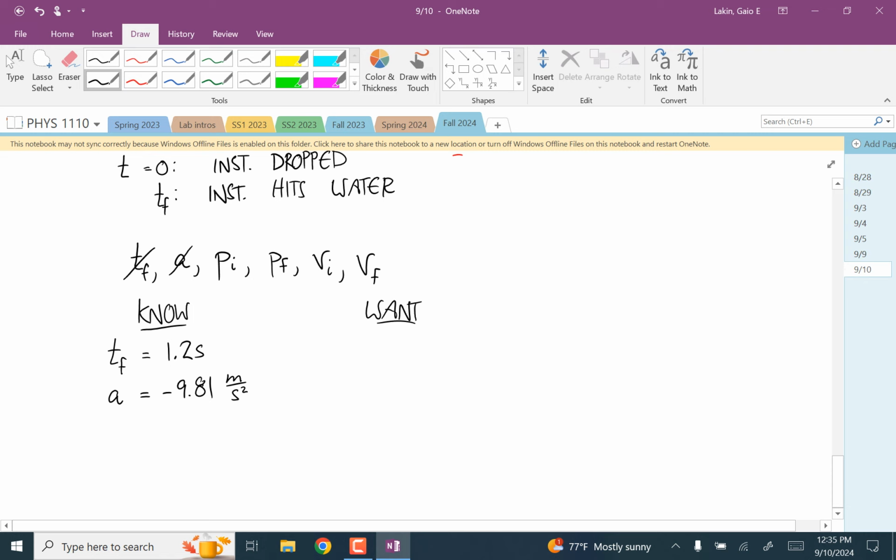Now, do we know the position at time equals 0, when the object is dropped? No. Do we want that? Yeah, that's the thing that we're trying to solve for. If we know that, we can answer this problem. Do we know the position when it hits the water? Yeah, we do. That's what we chose as our 0 position. So P final is equal to 0 meters.